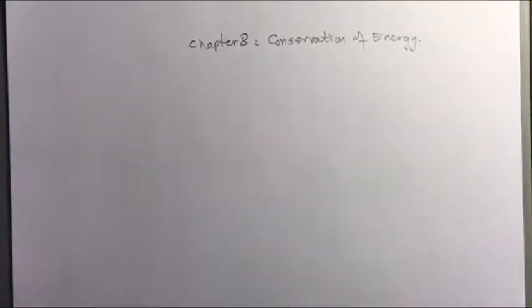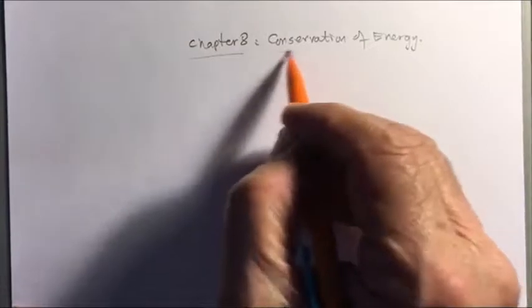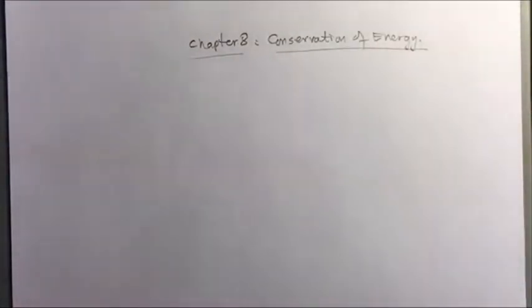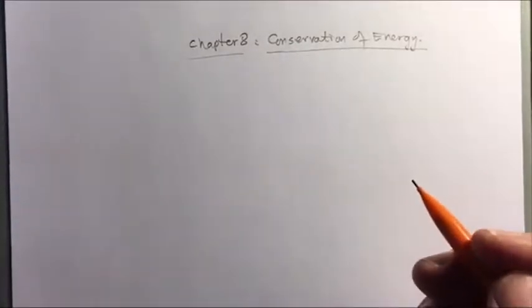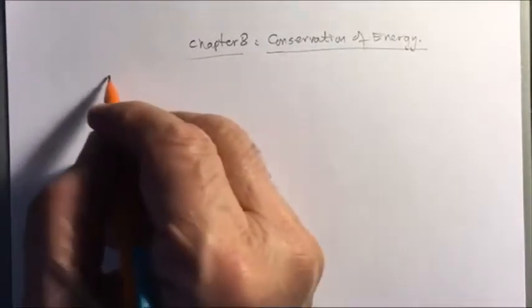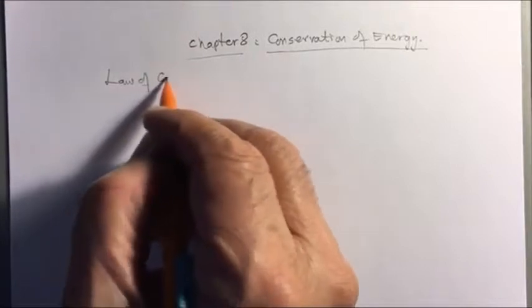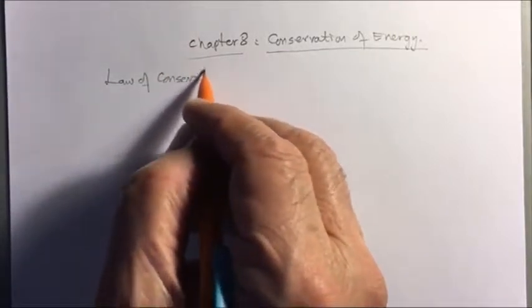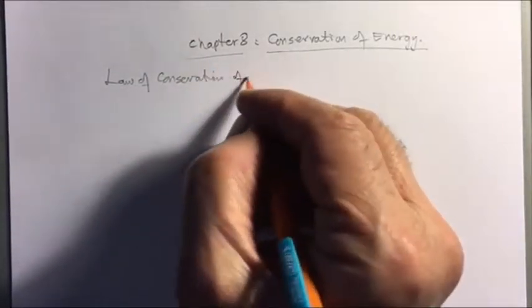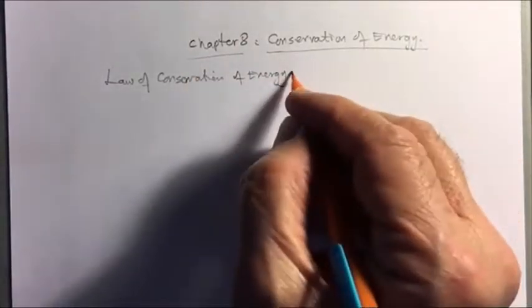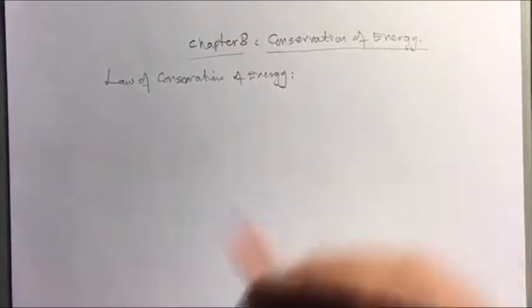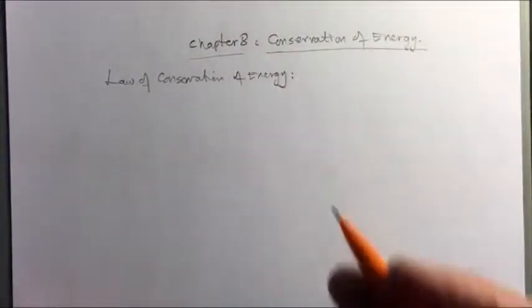We now start chapter 8, which is conservation of energy. And the whole chapter is basically based on energy conservation. So if you look at what we call the law of conservation of energy, that law says that energy can neither be created nor destroyed.